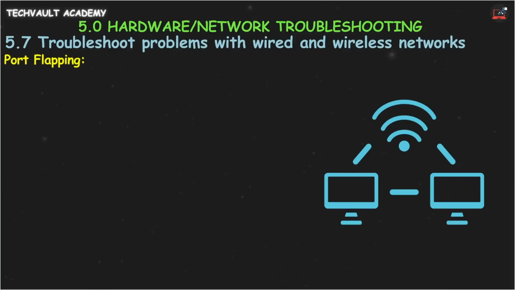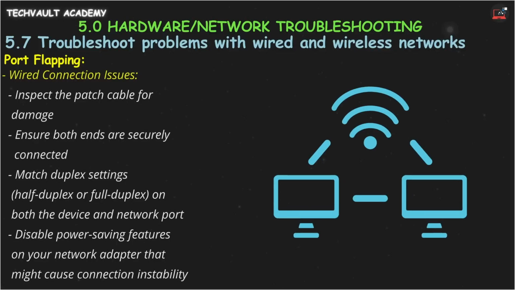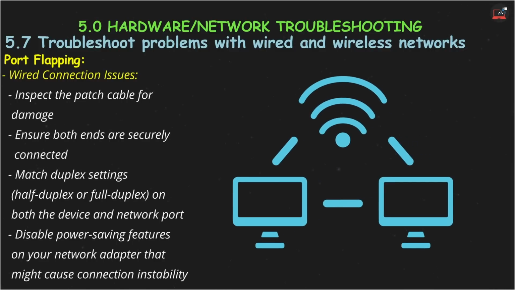Port flapping, wired connection issues. Inspect the patch cable for damage. Ensure both ends are securely connected, and the duplex settings, half duplex or full duplex, match on both the device and network port. Disable power-saving features on your network adapter that might cause connection instability.